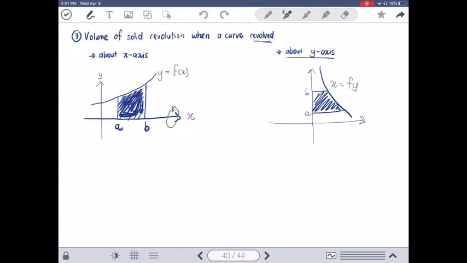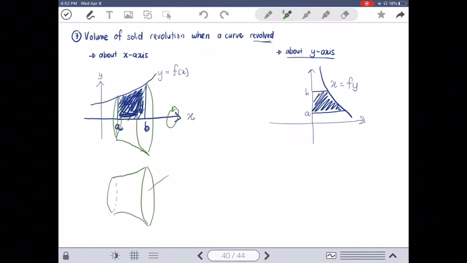Okay, so just imagine if we turn this area about the x-axis. If we turn this area, we will produce a bowl, maybe a bowl. If I draw the bowl, it will look something like this.